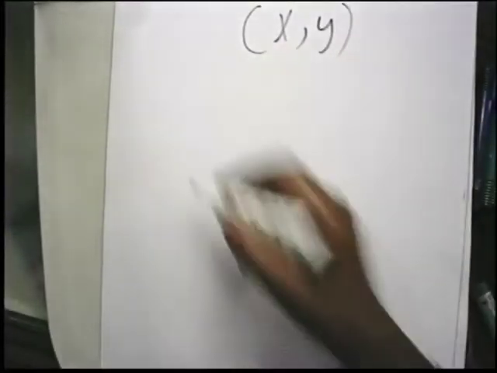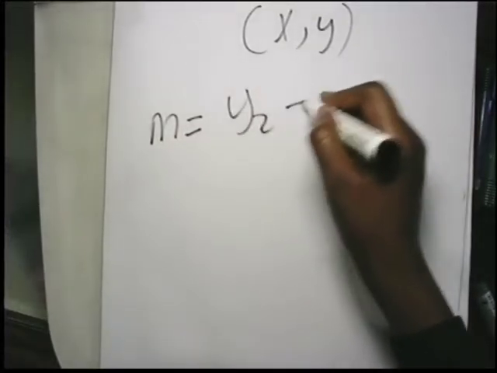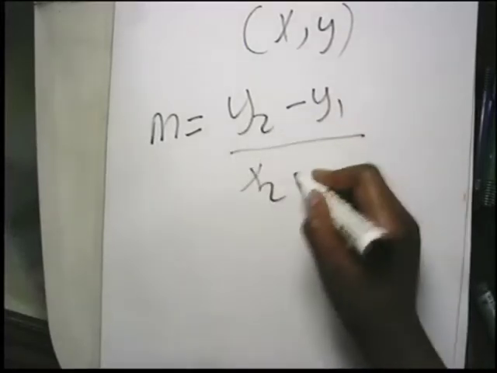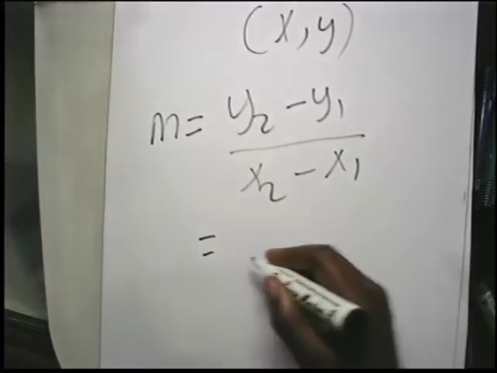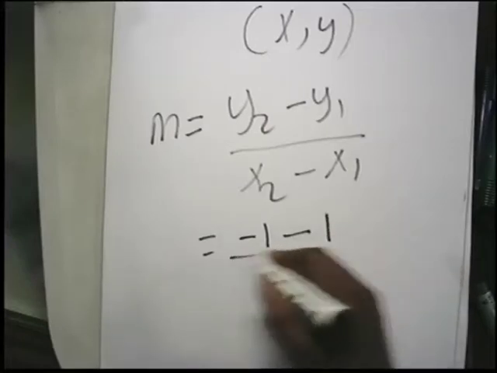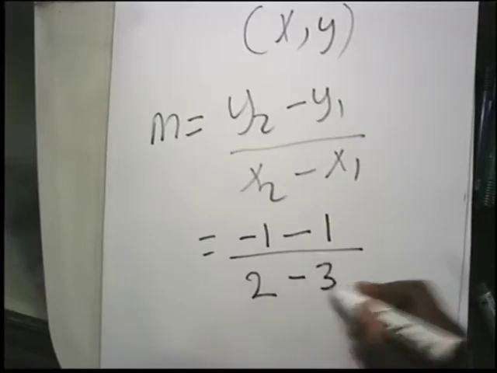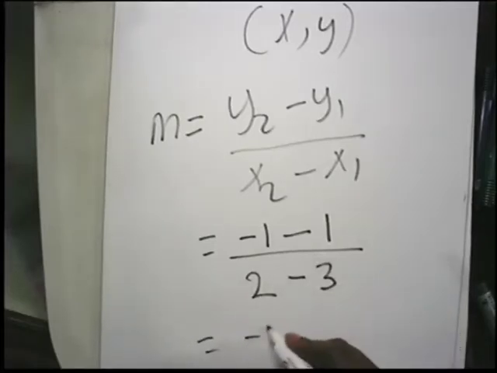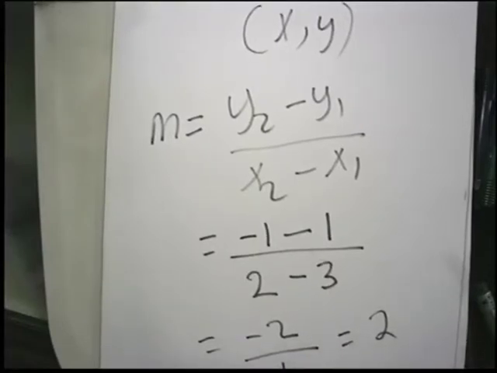Now, for you to find the gradient or the slope, which is m, you say y2 minus y1 divided by x2 minus x1. y2 we can take from the second bracket, which is negative 1, minus the first, which is 1, divided by what? 2 minus 3. And this will give us minus 2 over minus 1, and that is equal to what? This is just 2. So your gradient is 2, isn't it?